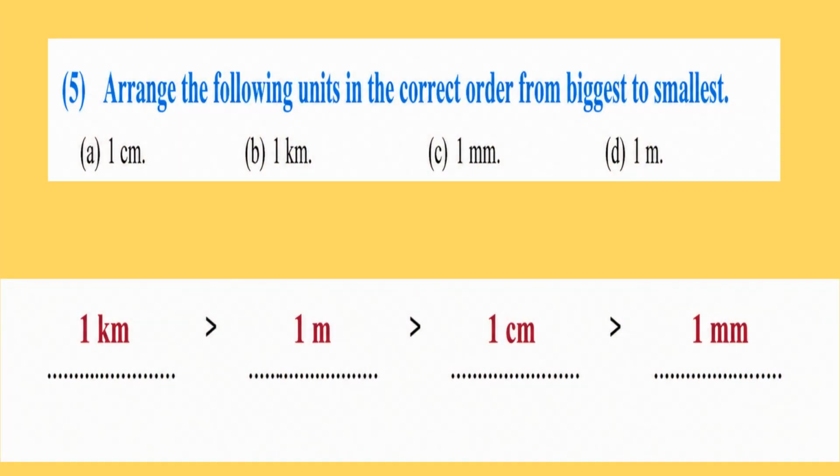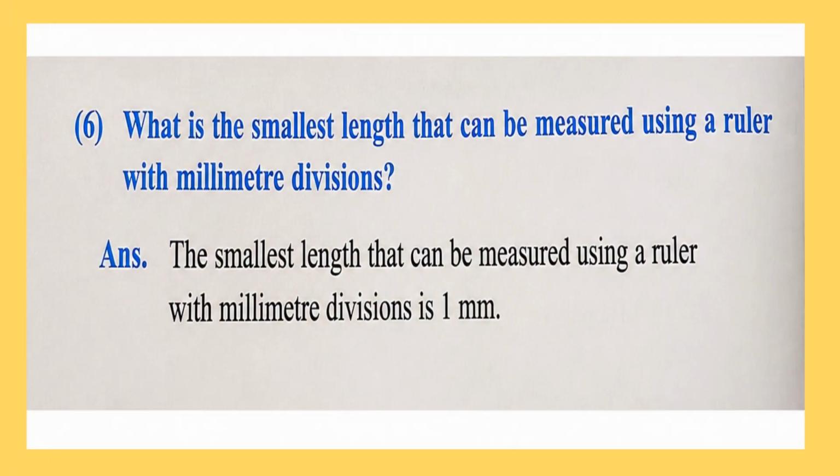Ordering these length units from biggest to smallest. 1 kilometer is greater than 1 meter, which is greater than 1 centimeter, which is greater than 1 millimeter. The smallest length that can be measured using a standard ruler with millimeter divisions is 1 millimeter.